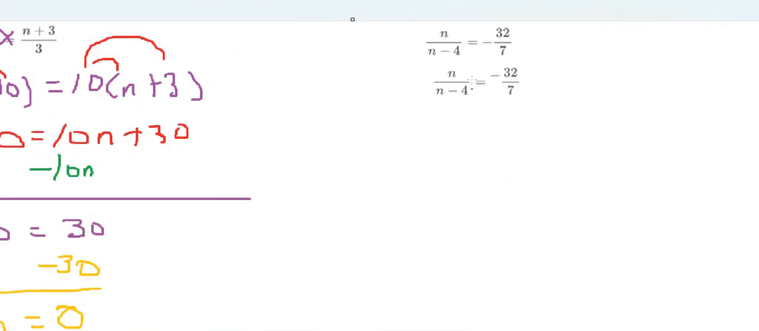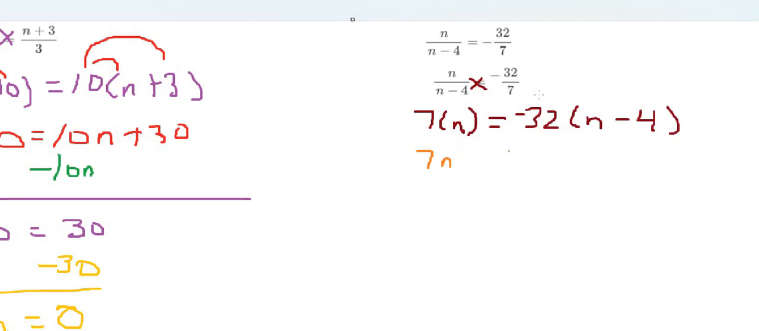So when we go through and cross multiply again, we're going to have 7 times (n). I'll just put the parentheses there just out of good form. And then the other side, we have a negative 32 times the quantity (n minus 4). Well, 7 times n is just 7n. And then we have negative 32 times n, which is negative 32n. And then negative 32 times negative 4, we're just going to make a positive, I think it's a 128.